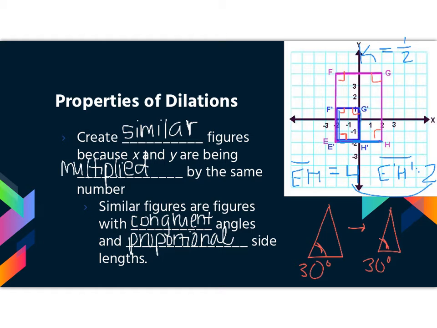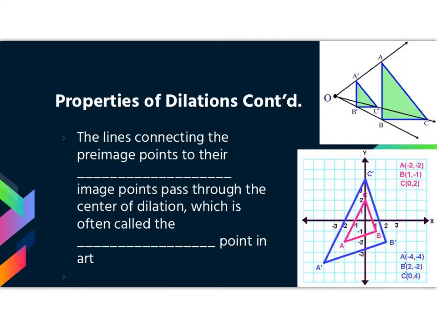And because your scale factor is 1/2, this side length, E prime H prime, is half as long as the original EH. And the same is true for E prime F prime. Notice how it's half as long as line segment EF. And so that's what the proportional side lengths means. And it's really important to see that it's related to the scale factor.